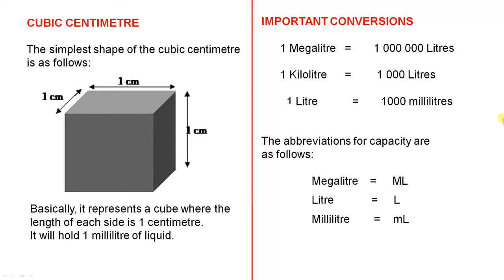Here are some important conversions we need to know. 1 megalitre equals 1 million litres. That's a lot of liquid. 1 kilolitre equals 1,000 litres. And 1 litre is 1,000 millilitres. The abbreviations for capacity are as follows. The megalitre is ML, the litre is L, and the millilitre is mL.